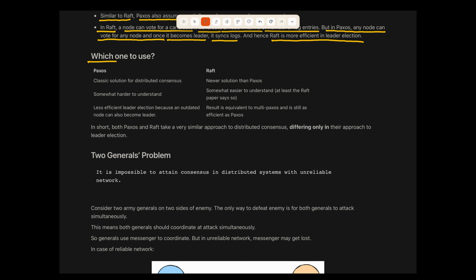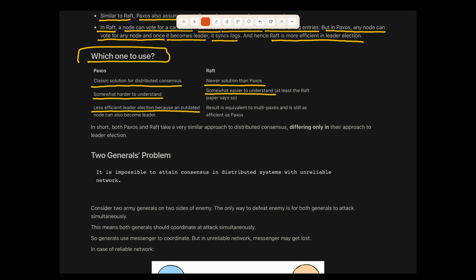Now, which one we should use? We discussed that Raft and Paxos are much similar approaches of consensus, but which one we should use? Paxos is the classical solution for distributed consensus. Raft is comparatively new. Paxos is somewhat harder to understand, but Raft is comparatively easy to understand. Paxos is less efficient for leader election because an outdated node can also become the leader. Raft is equal to multi-Paxos and is still as efficient as Paxos. In short, both Paxos and Raft take a very similar approach to distributed consensus, differing only in their approach to leader election.